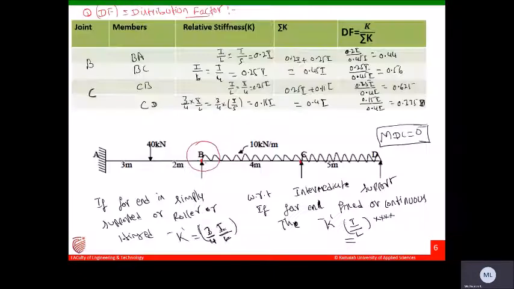With respect to B, A is fixed, which means I can carry over half of the movement, 0.5 times the movement, to support A. Similarly, with respect to B, C is continuous, so I have to carry over 0.5 of the movement to the adjacent support. Similarly, C to B, 0.5 I need to do, but C to D I cannot do it because it is simply supported or hinge. The movement at that point will be 0.